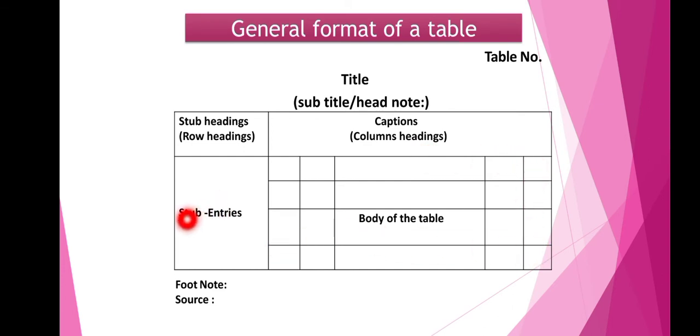Next we have the stub entries or row entries, and just below the table we write the footnote and source. Footnote is where we write any clarifying things, for example remarks or inferences, omissions, additions or abbreviations, etc. And in the source we write the source of the data, from where we got the data. We just mention the source. So this is the general format of the table.